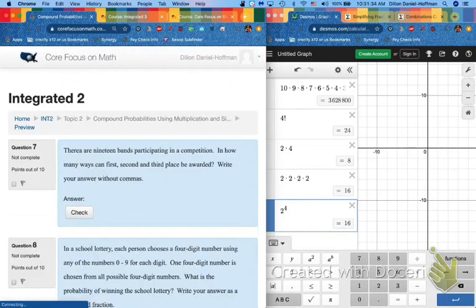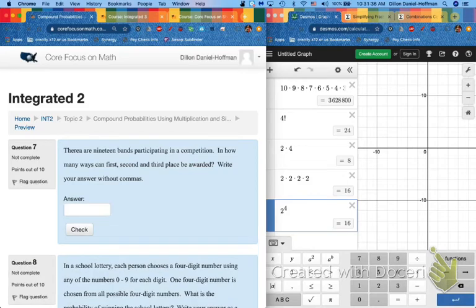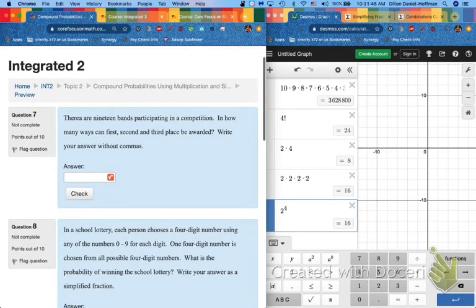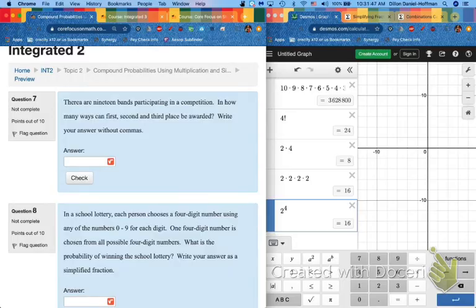Number 7. Some good Southern speak. There are 19 bands participating in a competition. How many ways can first, second, and third place be awarded? Write your answer without commas. So the first thing I'm going to notice is that unlike our standing in line problem, this is kind of like the ice cream problem, where we're not having 19 places for each band. So we're not going to use the factorial button. We're not going to use this exclamation.